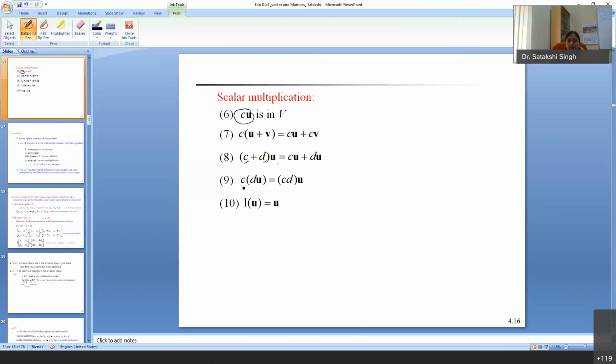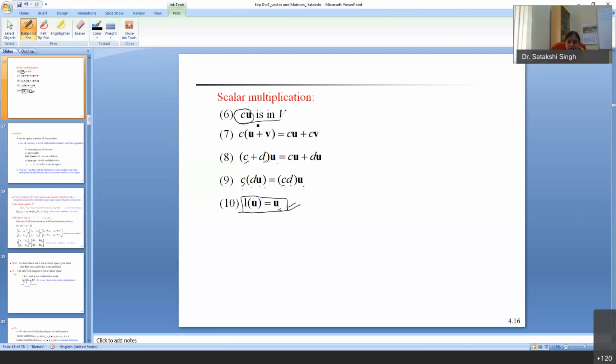Similarly, if you multiply in this way, first multiply this scalar D with U and then multiply with C, or first you multiply these two scalars and then multiply with the vector, both the things should be the same. The last property is this one. Although it looks very trivial, it is a very important property, that 1 into u should equal u. So this 1, if multiplied to any of the vectors inside the set, it should give you the same vector again.